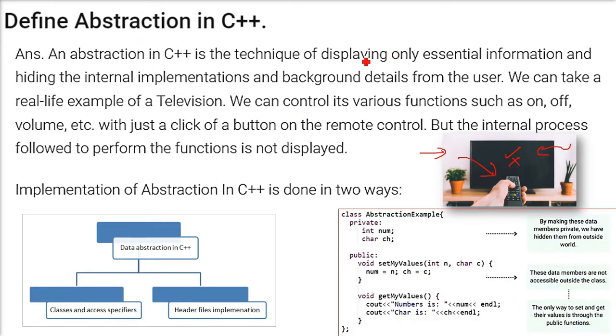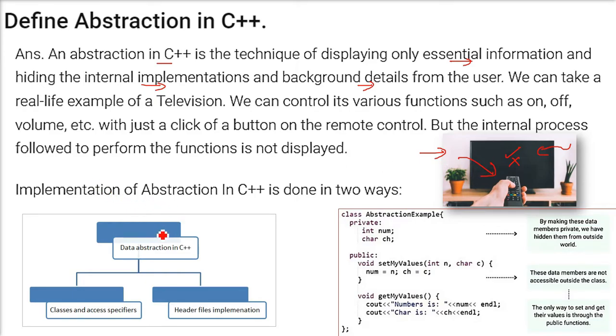So, abstraction in C++. Previously, in structural programming, everything was open. So abstraction in C++ is a technique of displaying only the essential information and hiding the internal implementation and the background details from the user. Why should we show it when the user doesn't want it or is not interested in it?